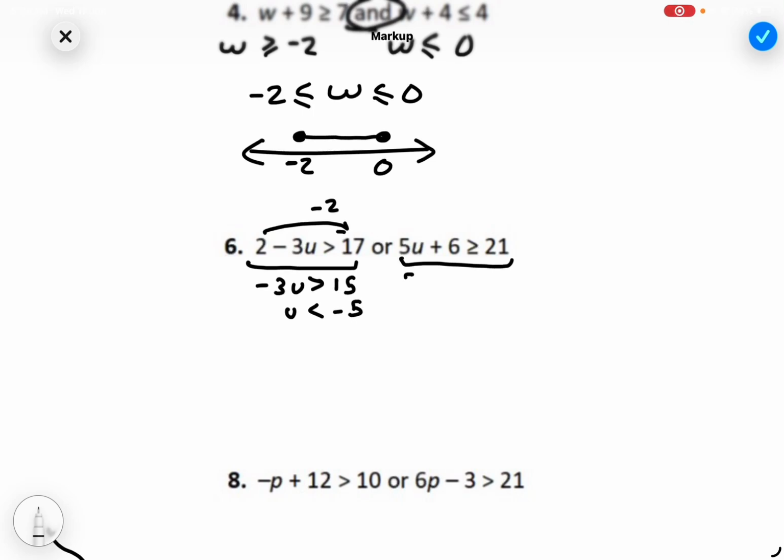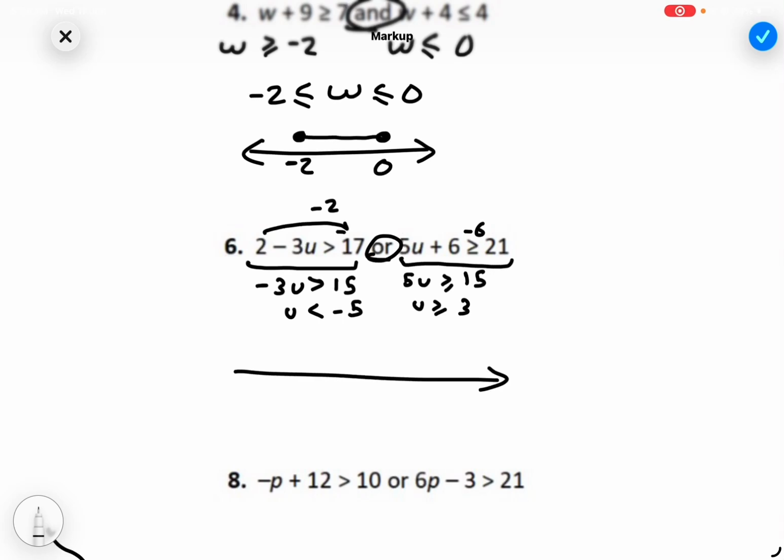So u is 15 divided by negative 3, which is negative 5. For this one, it's 5u greater than or equal to, subtract 6. 21 minus 6 is 15. u is greater than or equal to 15 divided by 5, which is 3. On the number line, this answer looks like it can satisfy any of the answers.